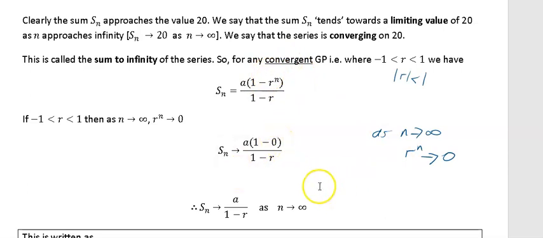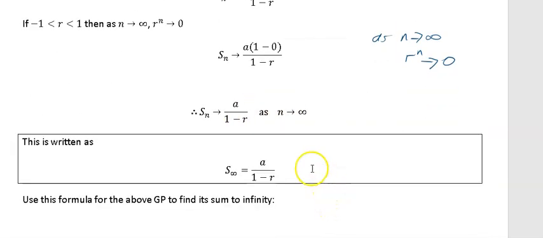So therefore the sum of your n terms goes to a over 1 minus r as n tends to infinity, or the nicer way of saying it is the sum to infinity is equal to a over 1 minus r. And again, you must learn this formula.